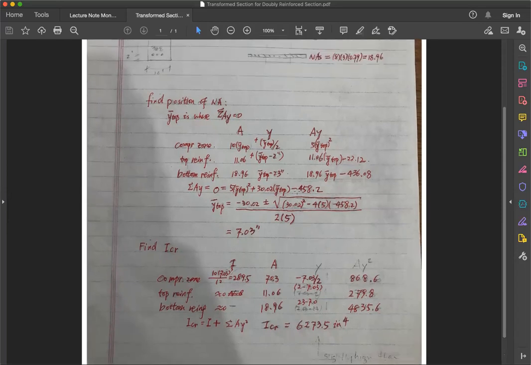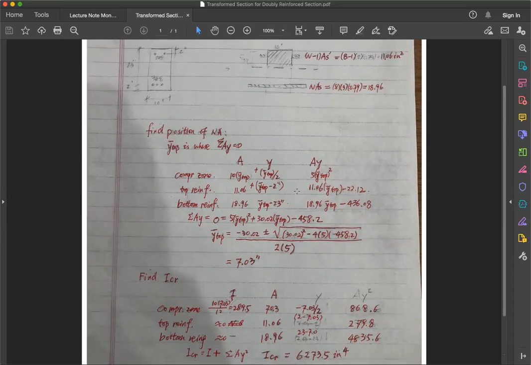This is how we do it for compressive reinforcement. Since I have already uploaded it to Canvas, I don't want to spend too much time on this. Please review after class and let me know if you have any questions. For now, any quick questions on this?